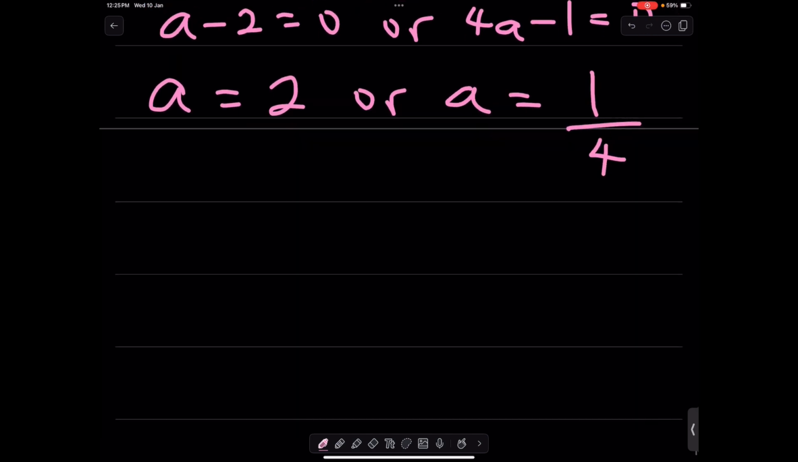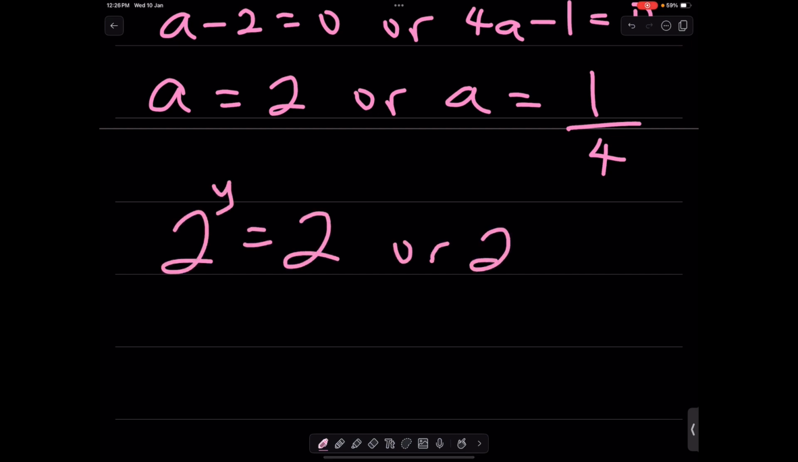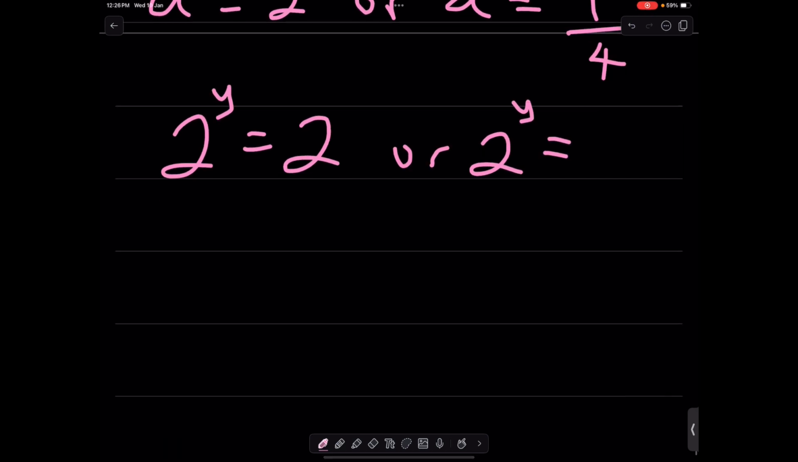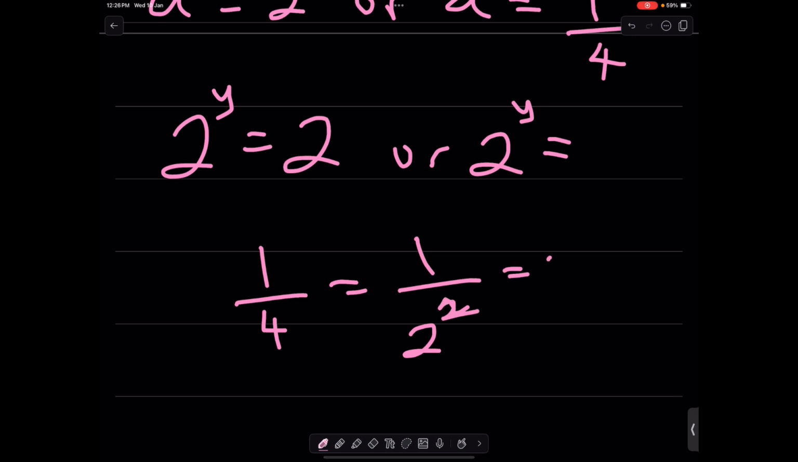Now I know that a is 2 raised to power y. That therefore means 2 raised to power y equals 2, or 2 raised to power y equals 1 over 4, which is the same as 1 all over 2 raised to power 2, which is the same as 2 raised to power minus 2. So that means 2 raised to power y equals 2 raised to power minus 2.